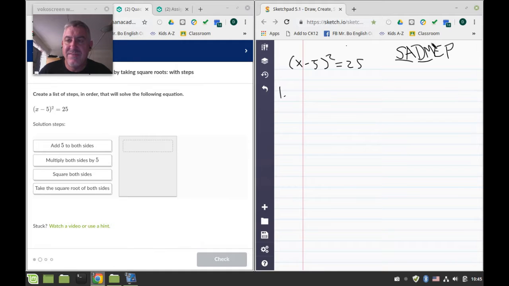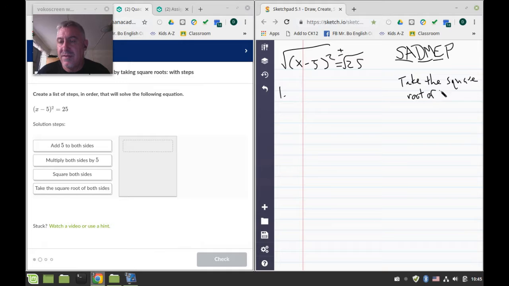I don't have a coefficient here to divide and multiply, so I'm just going to go straight to the exponent, and the inverse of squared is square root, and remember that it's positive or negative. So I'm going to call this: take the square root of both sides. So now I have x minus 5 is equal to positive square root of 25. 5 times 5 is 25. 5 squared is 25. Or x minus 5 is the negative square root of 25, or negative 5 squared is 25.